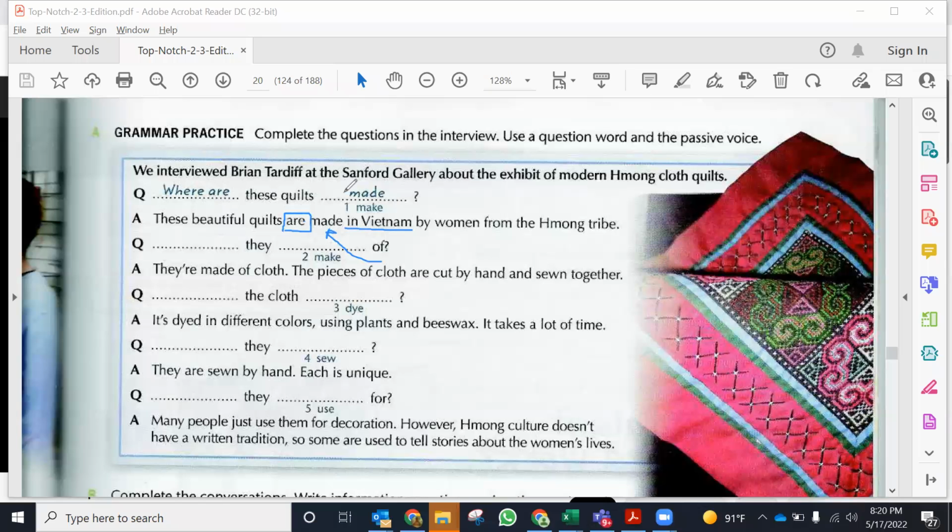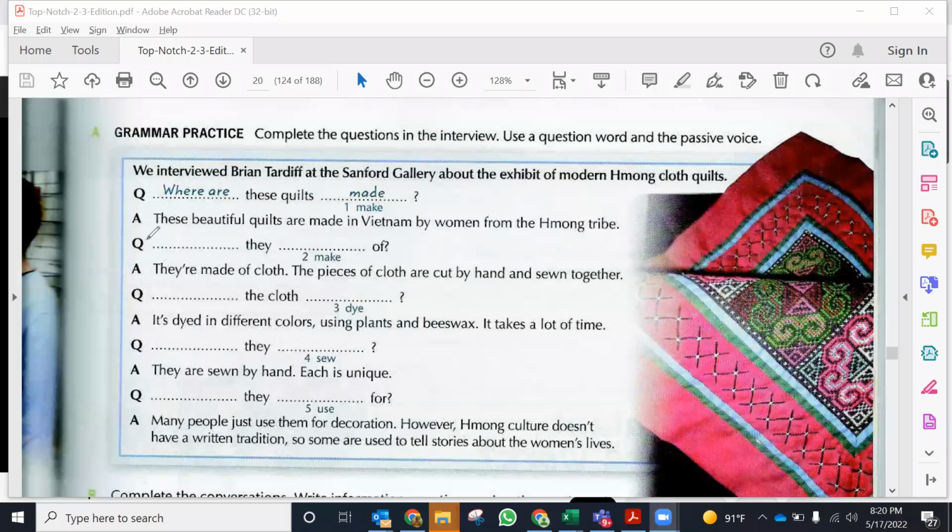¿No? Ok, vamos a hacer un ejercicio más, ¿sí? Para que a lo mejor no se pierdan tanto. Entonces, la pregunta uno es, ¿dónde se hacen o dónde son hechos estos pañoletas? Estas hermosas pañoletas son hechas en Vietnam por mujeres de la tribu de Hmong, o no sé cómo se pronuncia.